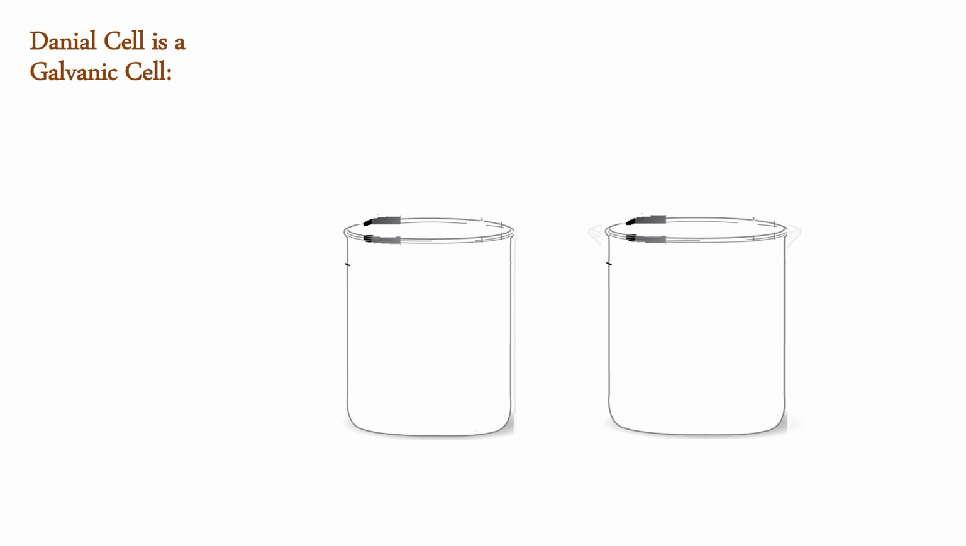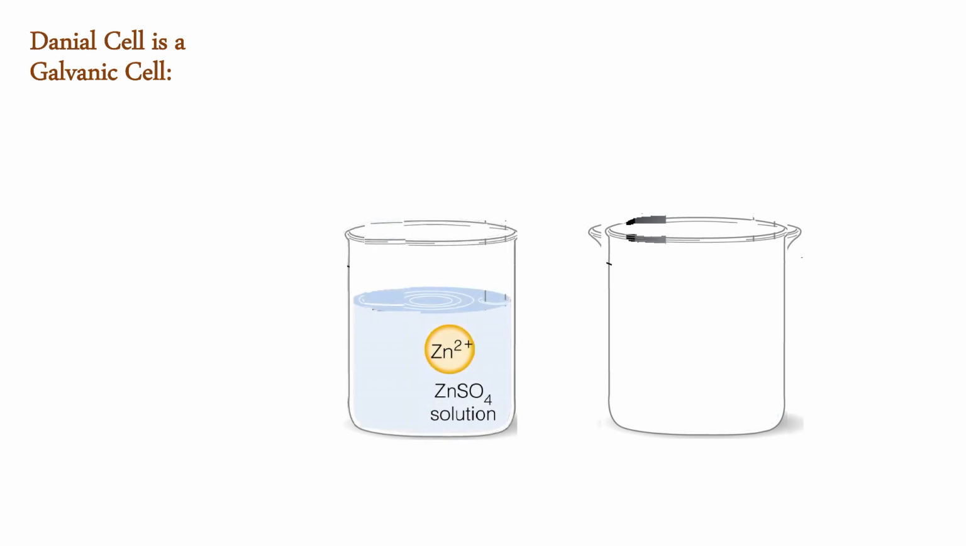And let's see how we can make this. The first person, Daniel, devised this experiment to make electricity. So this galvanic cell is also known as Daniel cell. To make a Daniel cell, you just need 2 beakers. And to one of the beakers, add aqueous zinc sulfate solution. This contains zinc ion and sulfate ion.